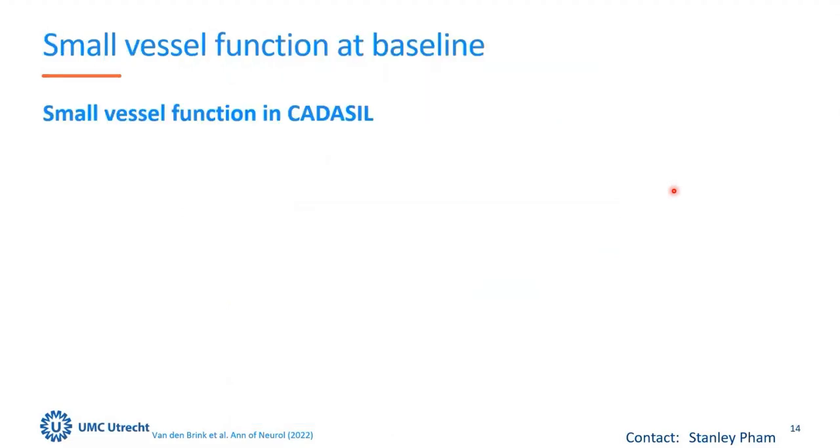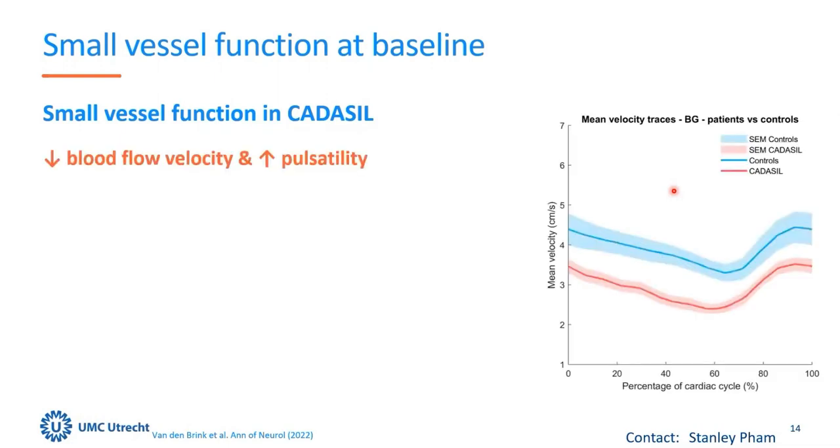So what were the results that we found? So the small vessel function at baseline in CADASIL, we found that when compared to healthy controls, CADASIL patients had a lower blood flow velocity, but an increased pulsatility in the small perforating arterioles. For instance, here you see a figure of the flow velocity in the basal ganglia.